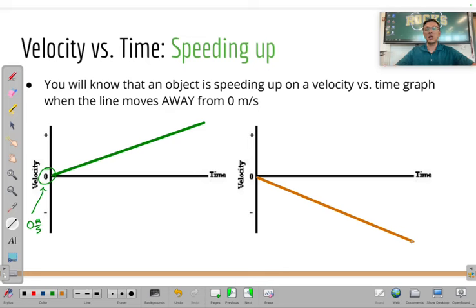Now, this can sometimes get confusing because we have two different slopes here. We have a positive slope and we have a negative slope. And so often people will look at the negative slope and say, oh, well, that object's got to be slowing down because the line is going down. Don't ever think about it like that. You have to look at where the line starts and where it ends. Think of the song Cotton Eye Joe, right? Where did it come from? Where did it go? So it came from 0 meters per second or a low velocity and it went to a non-zero value. Got to be speeding up.